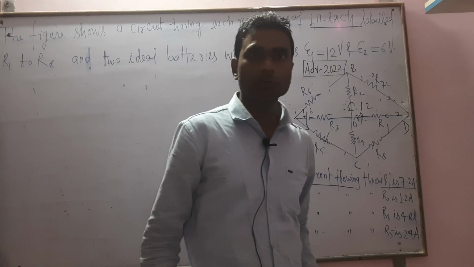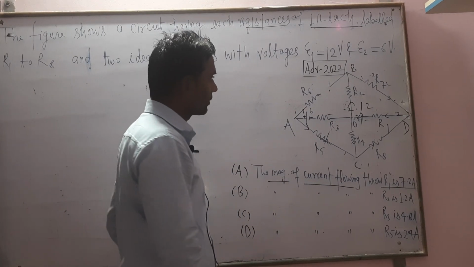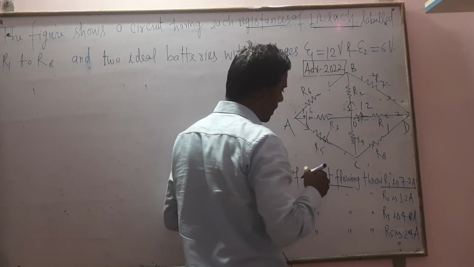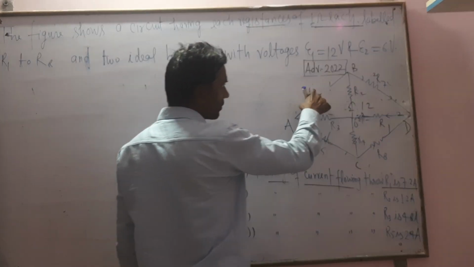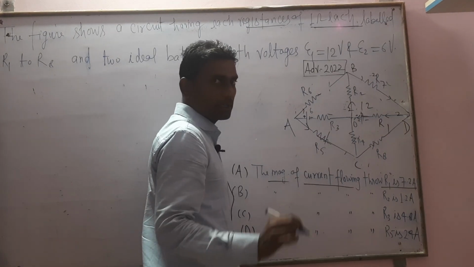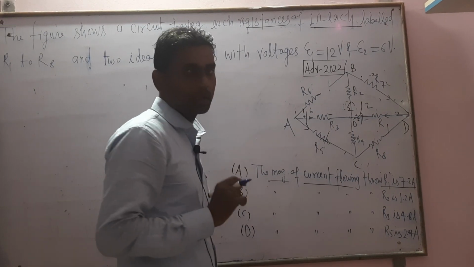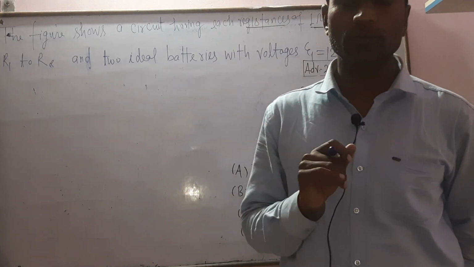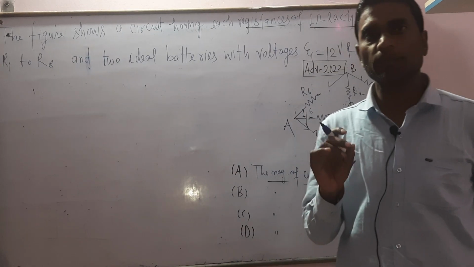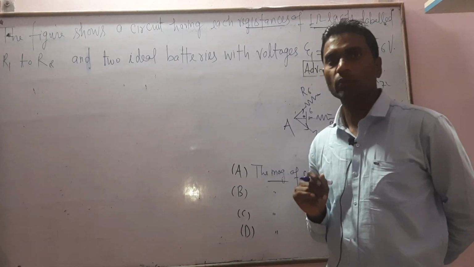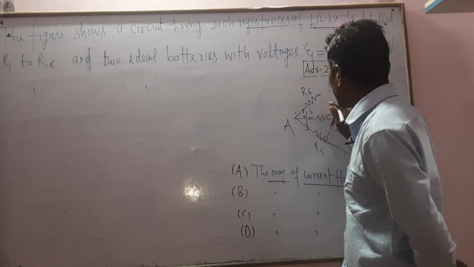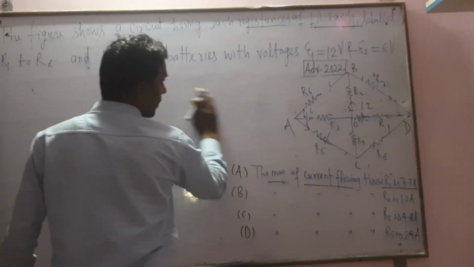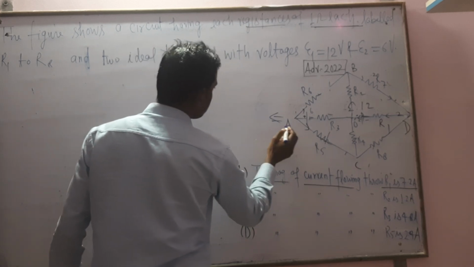So we can say R6 and R5 will be in parallel. This is 1 ohm and this is 1 ohm. If any two resistances are in parallel, R equivalent equals R1 into R2 divided by R1 plus R2. 1 into 1 divided by 1 plus 1 equals 1 by 2, which equals 0.5. Let us suppose this is the final configuration.